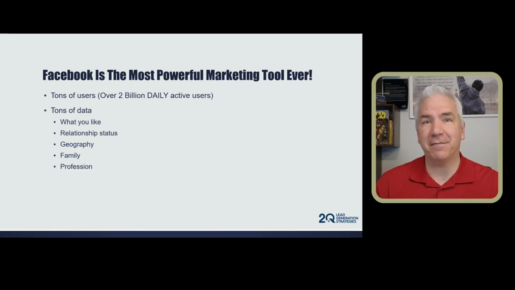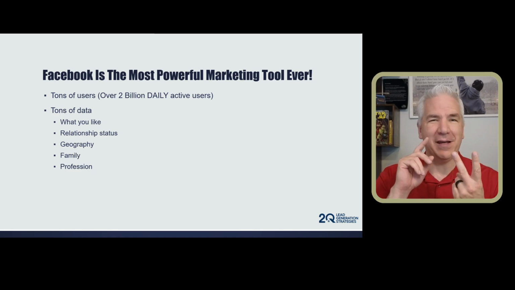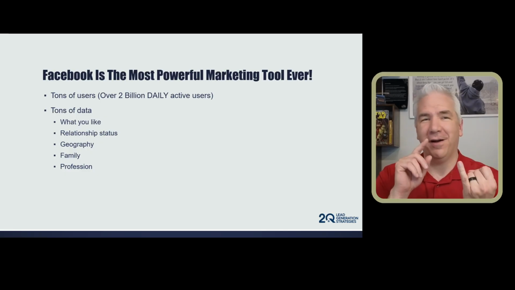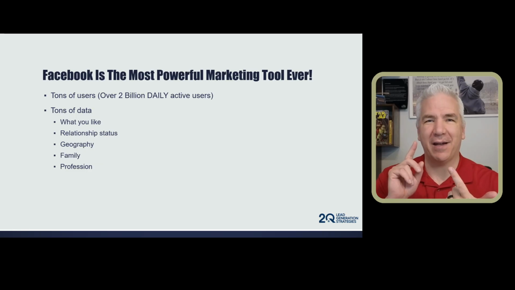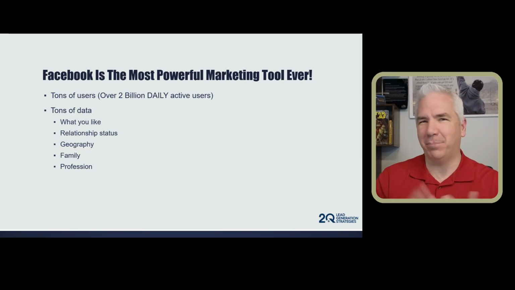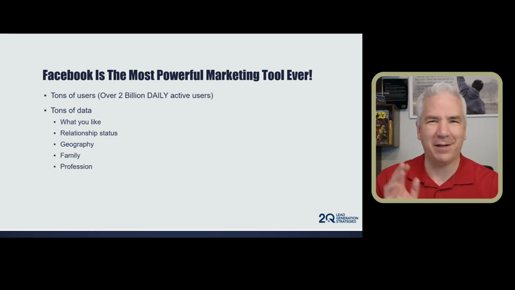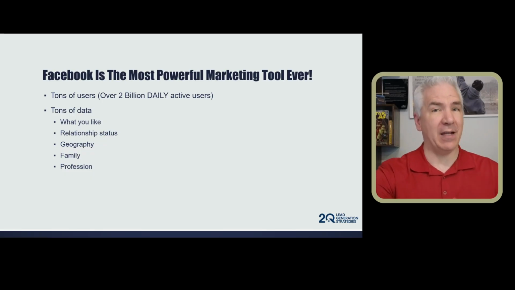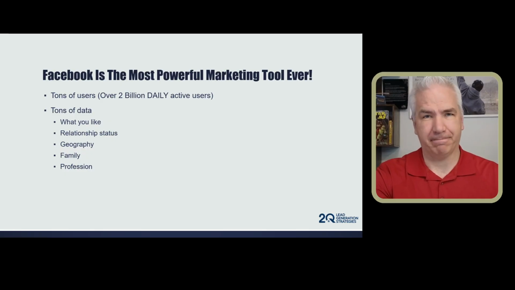And part of the reason they have so much information on us is because we willingly share our life with Facebook. We tell it where we're going and the food we like to eat and our profession, our family, our relationship status, even if it's complicated, kids, books that we're reading, movies that we're watching, you name it. Because we willingly share all that, Facebook has all of that data. It's just a massive advantage when it comes to marketing.